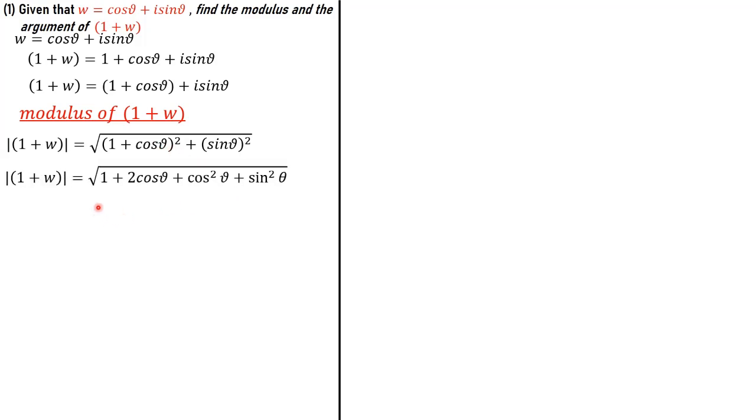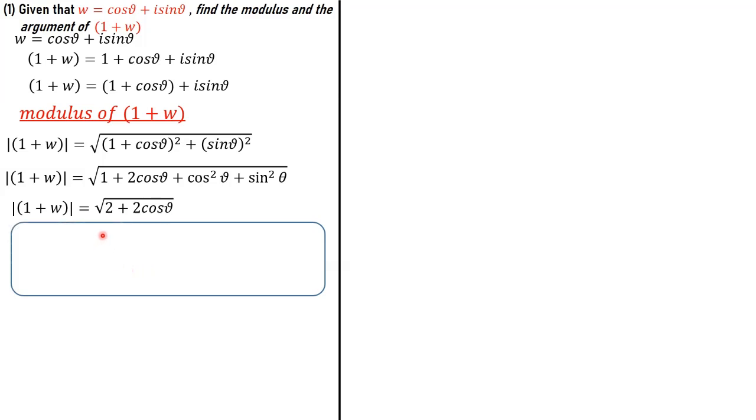For which, further simplifying, we are going to have the square root of 1 plus, if you expand this bracket, we are going to have 1 plus 2 cos theta, then plus cos squared theta, then plus sine squared theta. From which, further simplifying again, we get the modulus of the complex number 1 plus omega to be equal to the square root of 2 plus 2 cos theta. Why? Because we know that cos squared theta plus sine squared theta gives us 1, and then 1 plus this one gives us 2, and then we are going to have 2 plus 2 cos theta.